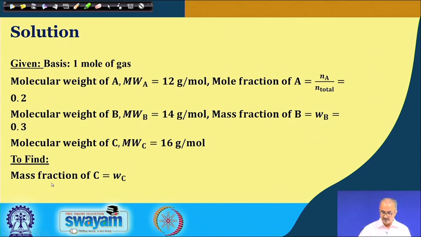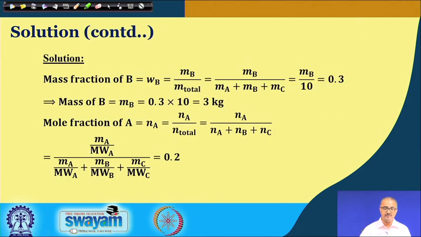Okay. Now, we have to find the mass fraction of component C. So, what do we do? We first see the mass fraction of these things. We write the mass fraction of B as the mass of B divided by the total mass of the system, and that is given as 10 kg, and here it is 0.3. That means the mass of B is 3 kgs.